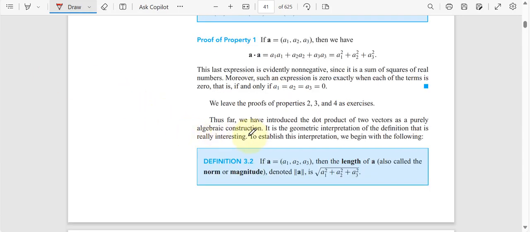Okay, now with that, we haven't defined what we mean by the length of the vector. So here they give that definition. If A equals A1, A2, A3, the length of A, also called the norm or the magnitude of A, is denoted by this. Now this looks like the absolute value, but it's not the absolute value. But maybe part of the reason they use this symbol is that the length, as we define it here, is never going to be negative.